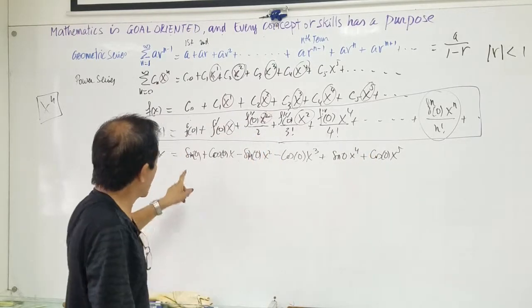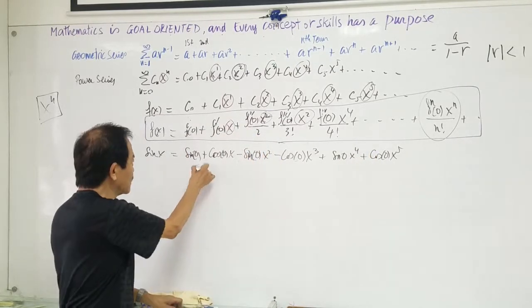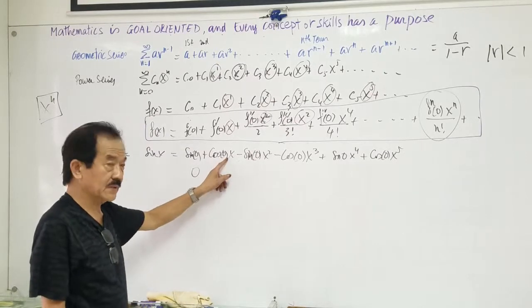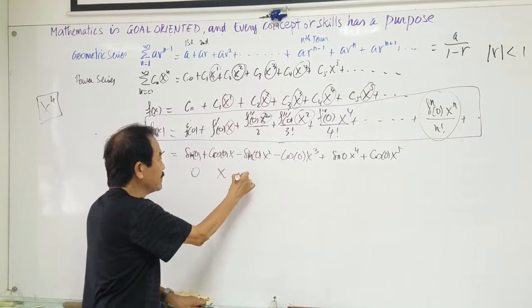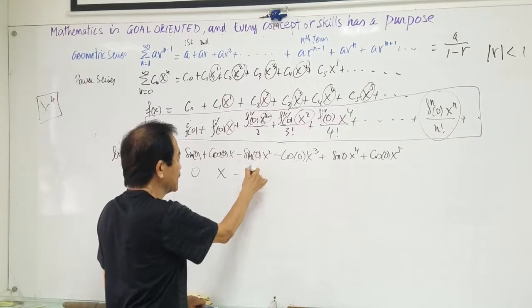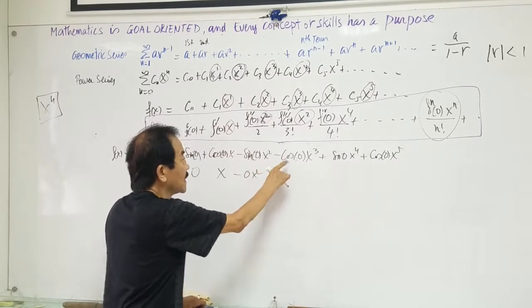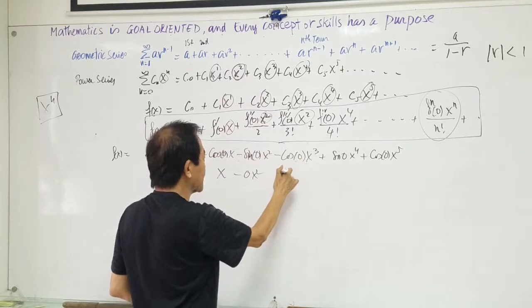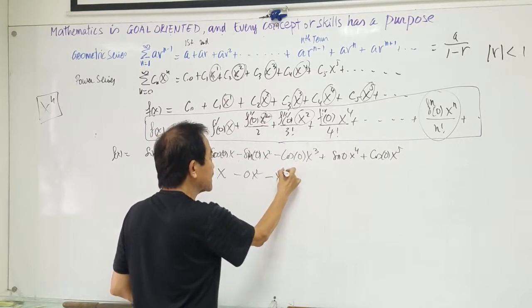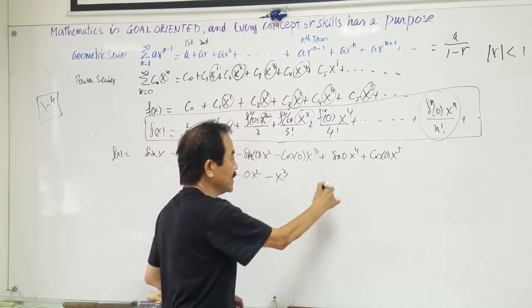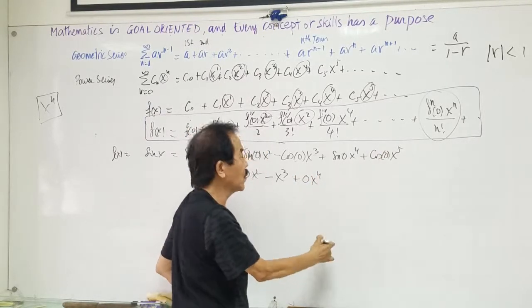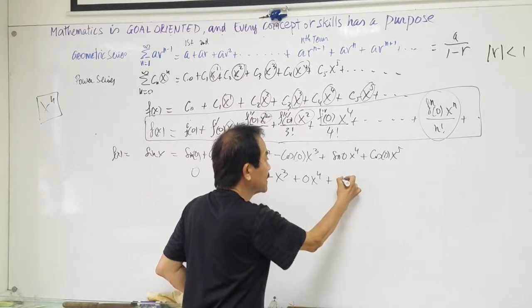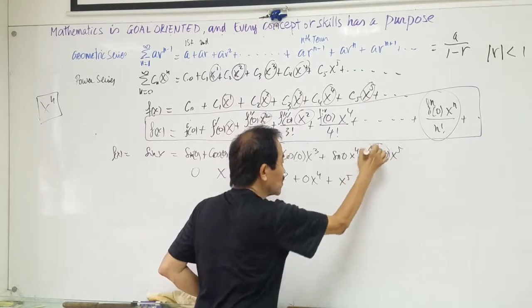Okay, so now what is sine of 0? Sine of 0 equals 0. What is cosine of 0? Cosine of 0 equals 1. So you have 1x, and minus sine of 0 equals 0, so 0x squared. Cosine of 0 equals 1 again, and you have minus 1x cubed. And sine of 0 equals 0 again, so x to the fourth is 0, and cosine of 0 equals 1, so you have 1 x to the fifth power.